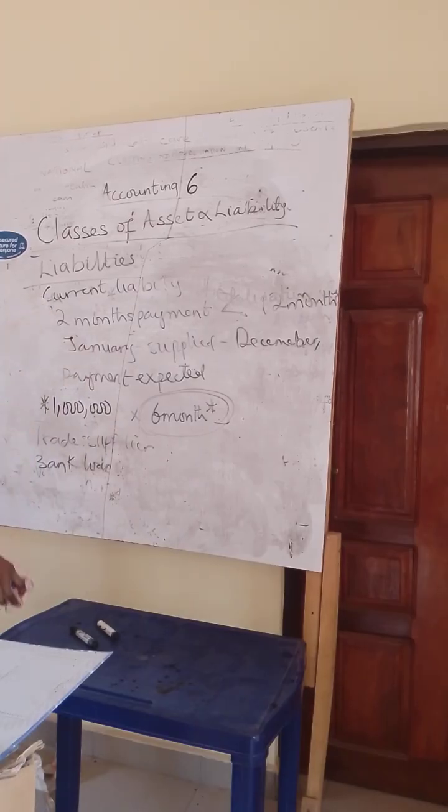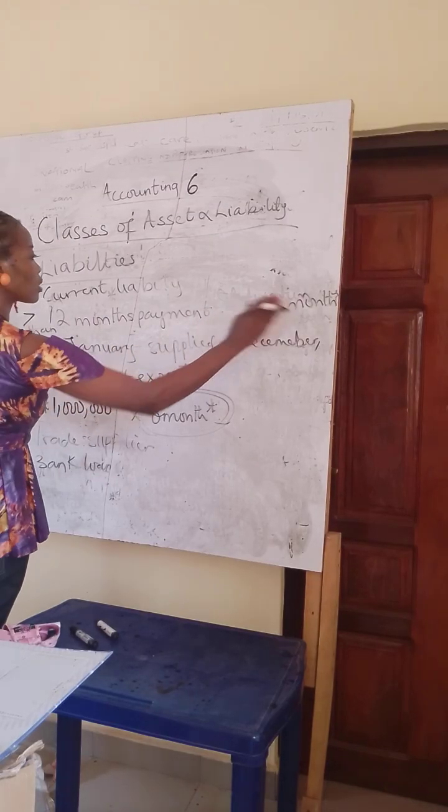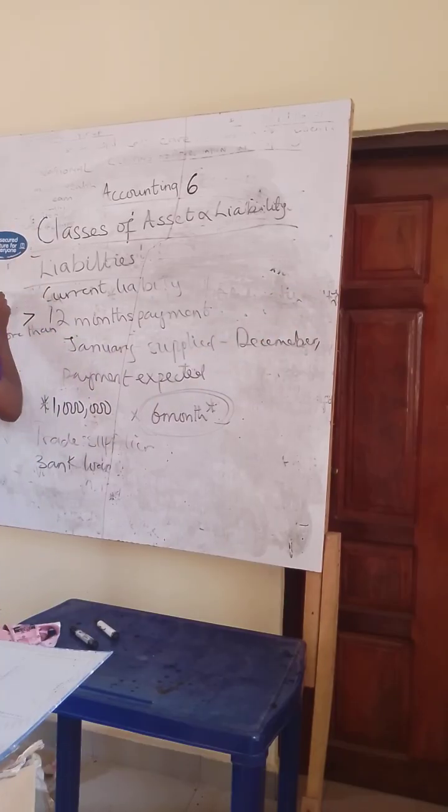So, as long as it's more than, this is less than, this is greater than. Okay, this is good. So if it's more than 12 months, this is less than, it's more than 12 months, it is a what? Non-current liability.